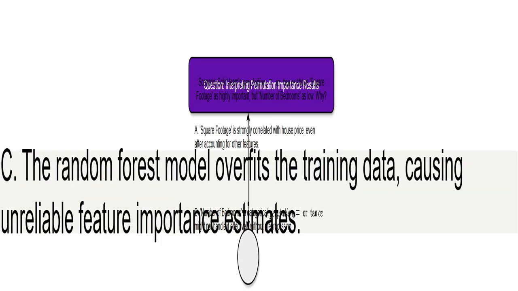Overfitting happens when the model learns the training data too well, including noise and random fluctuations, not just the actual patterns. If that's the case, then the importance scores aren't reliable.